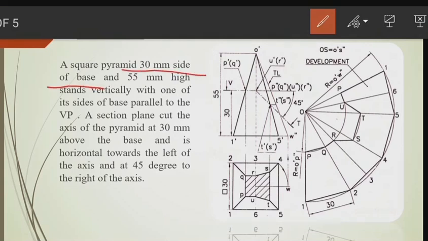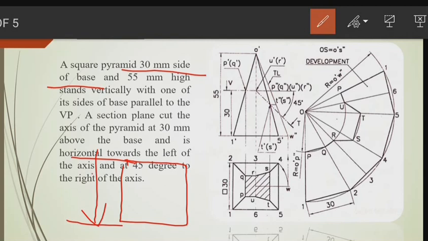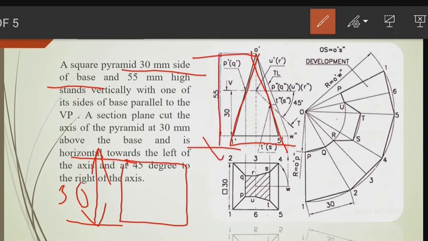So if you have a square pyramid, this is its top view, then the side will be 30 mm. Okay, this is 30 mm. And now it is said that it has a 55 mm height. So the front view will be like this, and its total height will be 55 mm.